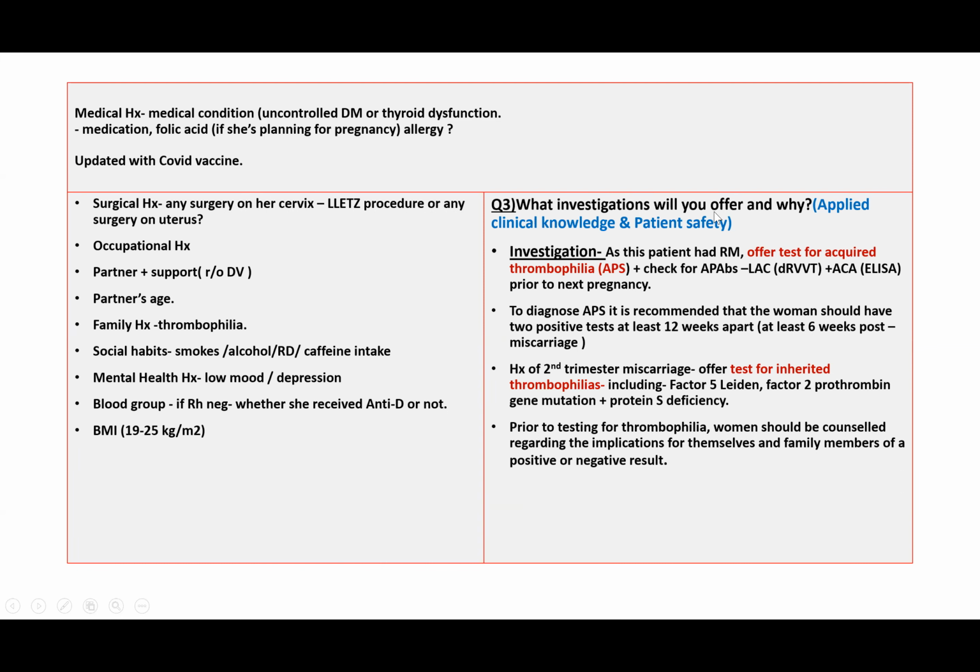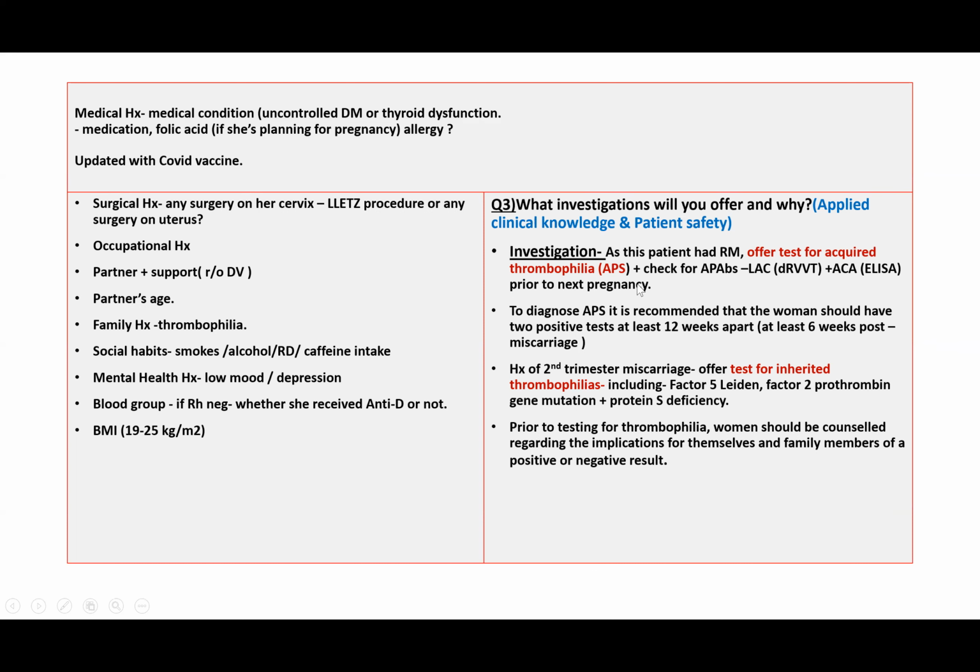Then what investigations will you offer and why? So when you're telling about the investigations, always justify. As this patient had recurrent miscarriage, I would like to offer test for acquired thrombophilia, that is for antiphospholipid syndrome, check for antiphospholipid antibodies, lupus anticoagulant, and anticardiolipin antibodies.